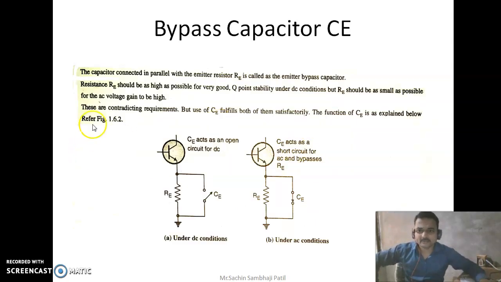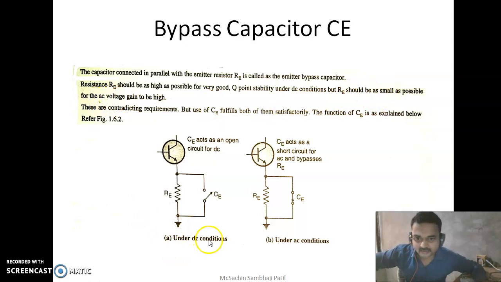So what is the bypass capacitor? The capacitor connected in parallel with the emitter resistor Re is called the bypass capacitor. We can see here that the resistor Re should be as high as possible for a good Q point. Q point means quiescent point stability under the DC conditions, but Re should be as small as possible for the AC voltage gain. So for DC conditions, for Q point stability, the emitter resistor should be as high as possible, but in case of the AC voltage gain, Re should be as small as possible.